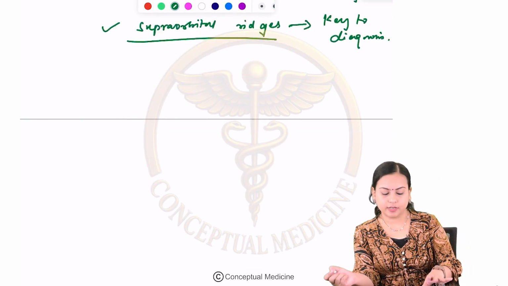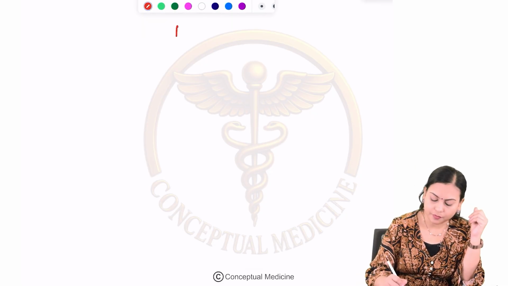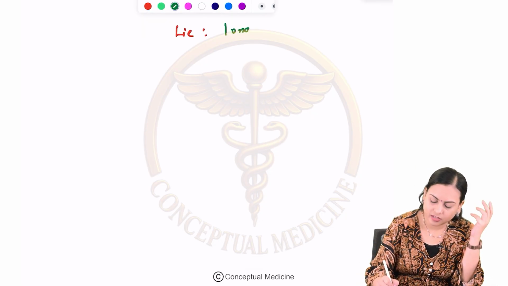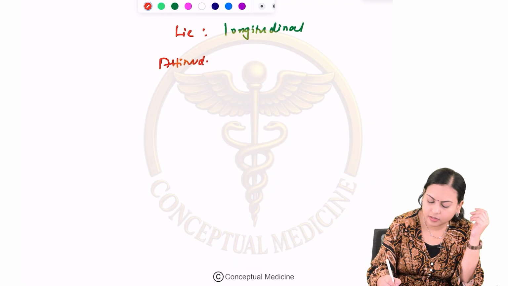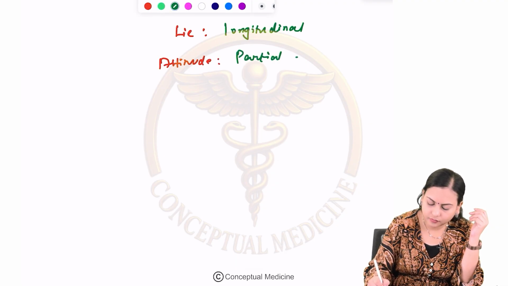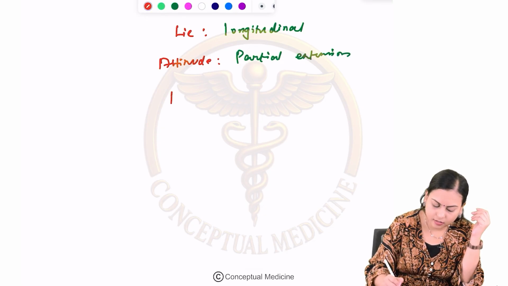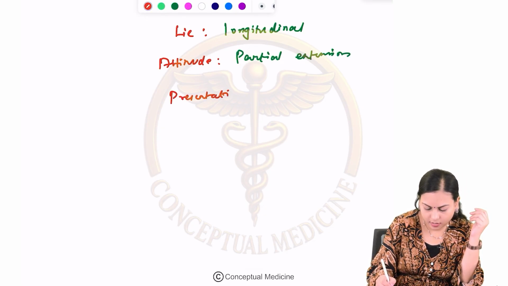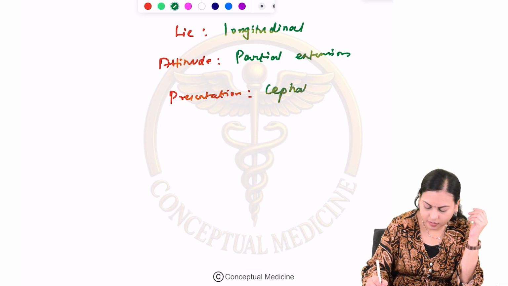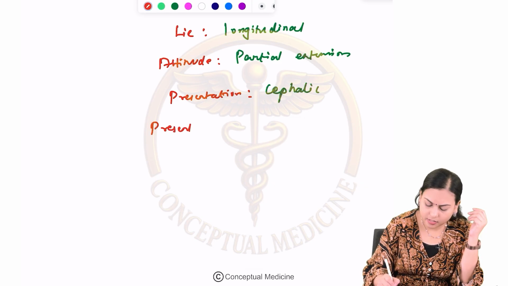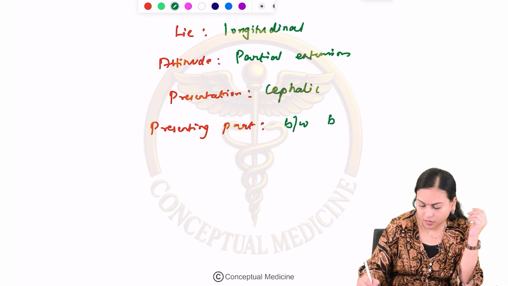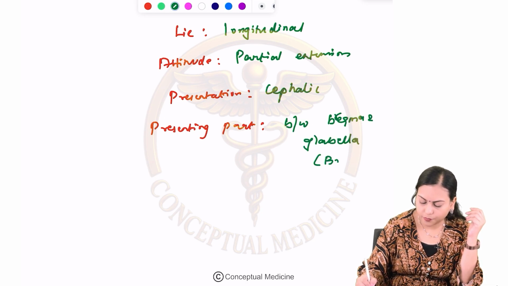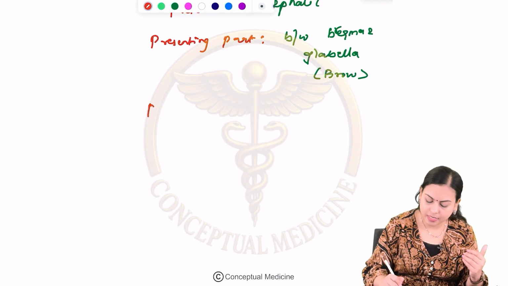Clear? So, if we see the characteristics of the fetus in the womb, the lie is going to be longitudinal, the attitude is going to be partial extension, then the presentation is cephalic, and the presenting part is between the bregma and glabella, that is nothing but the brow. What is the presenting diameter?